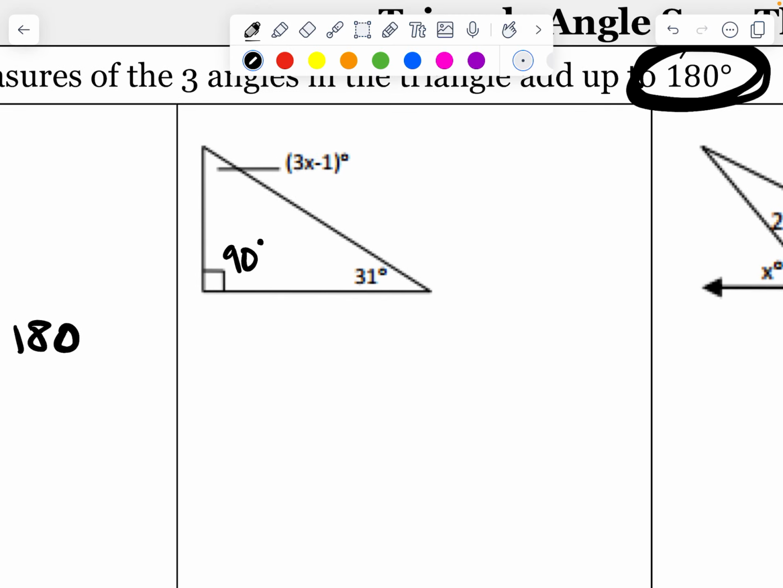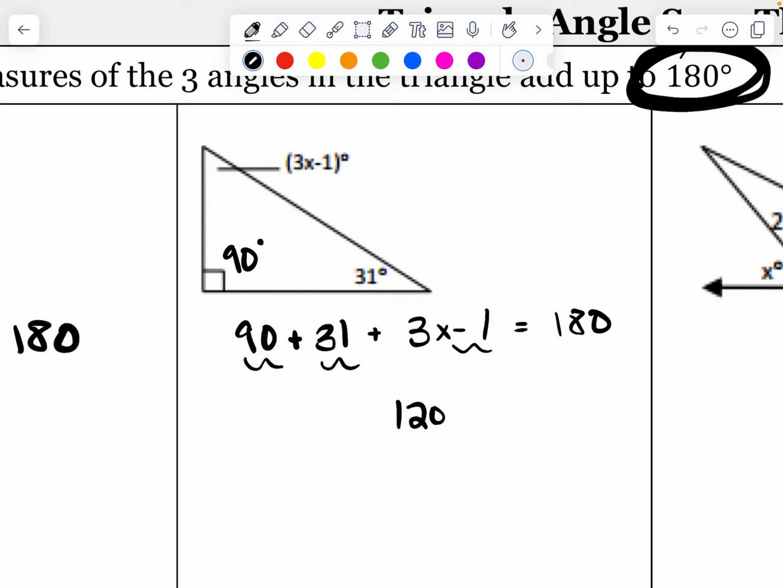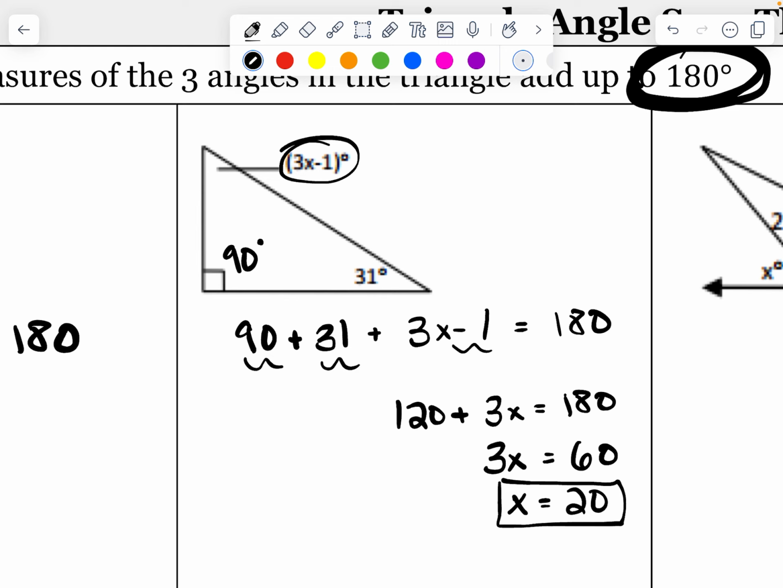Right here, same idea, except we have some algebra in here. This guy's 90 degrees. So I've got 90 plus 31 plus 3x minus 1 equals 180 degrees. So let's do some algebra, combine like terms. 121 minus 1, 120 plus 3x is 180, minus 120 on both sides. 3x equals 60. Divide by 3, x is 20. And that is not degrees because this whole thing is a degree. X is just a value.